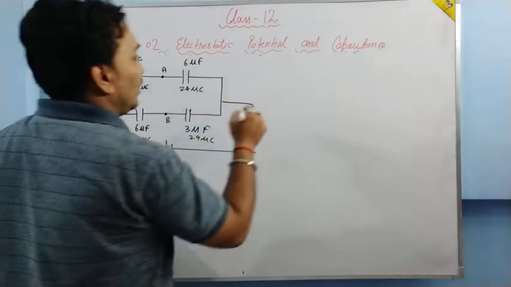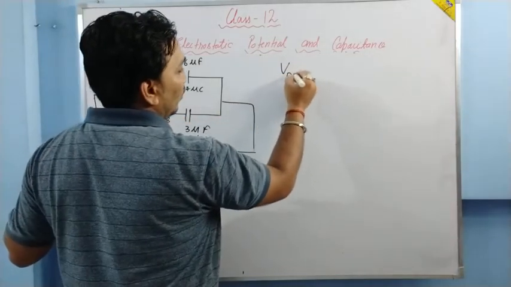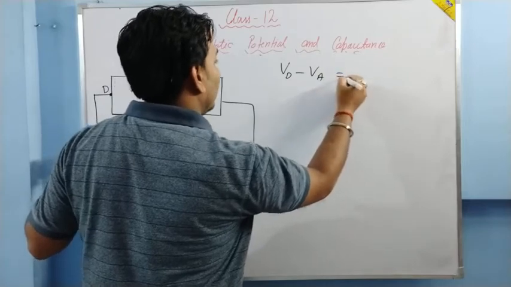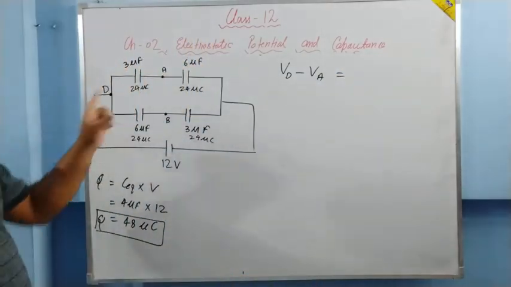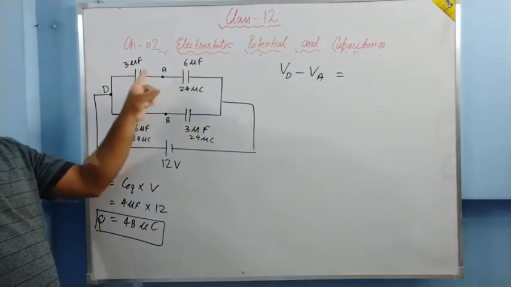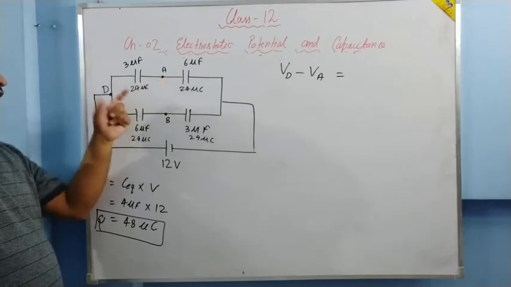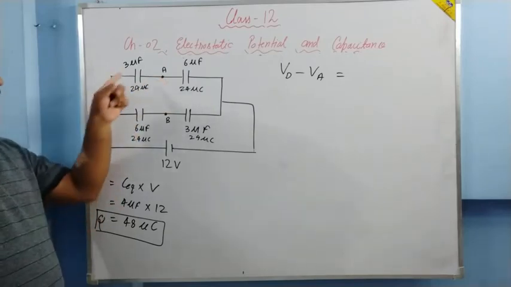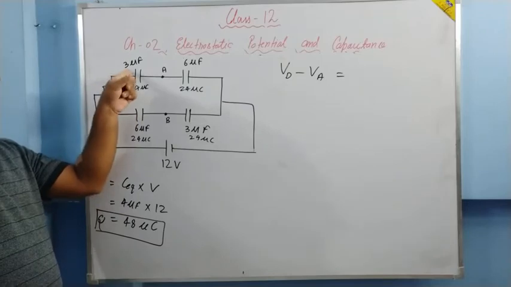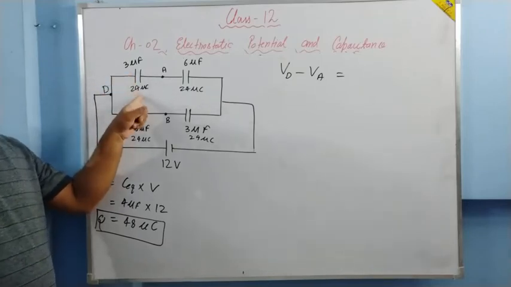Now just tell me, what will be the value of VD minus VA? VD minus VA. Between these 2 points, we have a capacitor. And along that capacitor, what is the voltage? This is your capacitance, this is your charge.